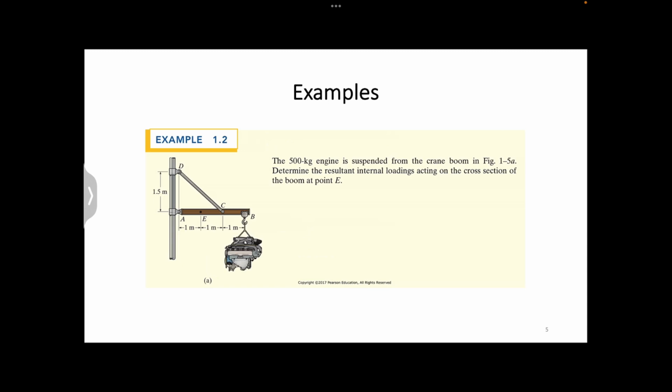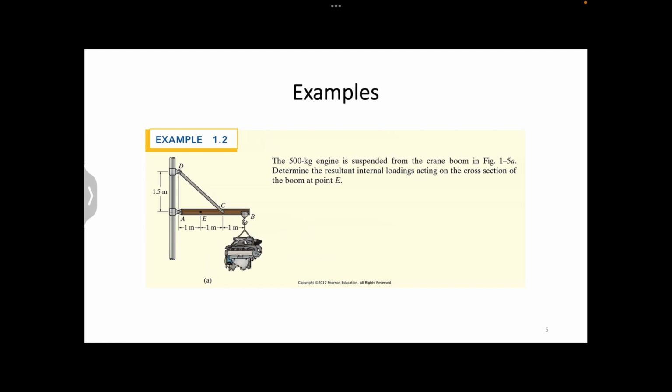Now we will discuss the second example. In this example, we have a 500 kilogram engine which is suspended from a crane boom, and we need to determine the resultant internal loadings acting at the cross section of the beam at point E. Like the previous example, to answer that question, we need to use the method of section.